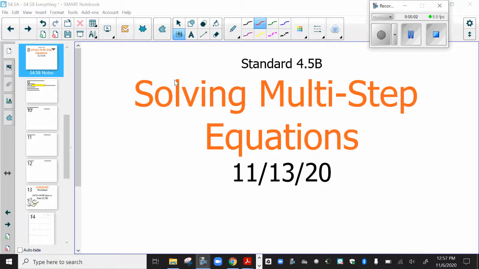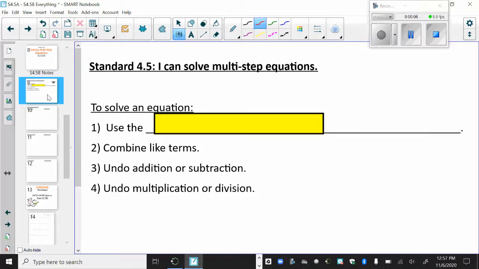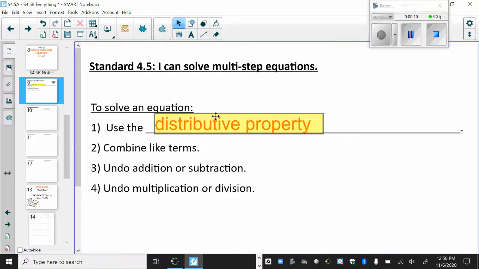All right, next one, standard 4.5B. We're going to keep solving multi-step equations. To solve an equation now, we have 4 steps. We're going to take all of our steps from last time and add distributive property to it. So make sure you're caught up on distributive property. You have to know how to do this to be successful in this class, obviously.